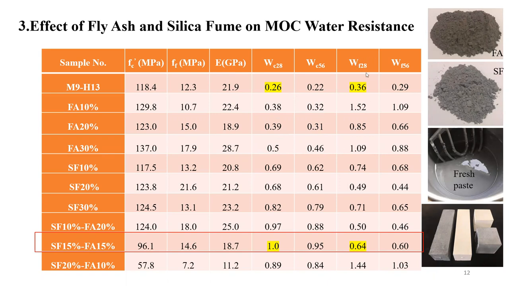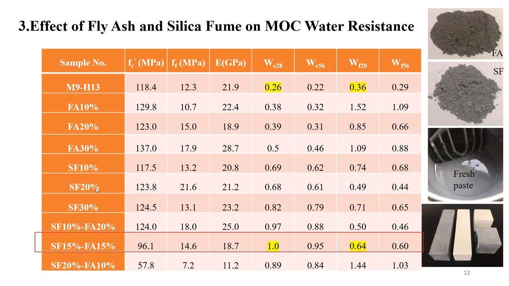And for the flexural strength coefficient, with the increase of fly ash, the result is very good. It is quite stable and achieves up to 1.0. And for 56 days, it also achieves a very reasonably good result.